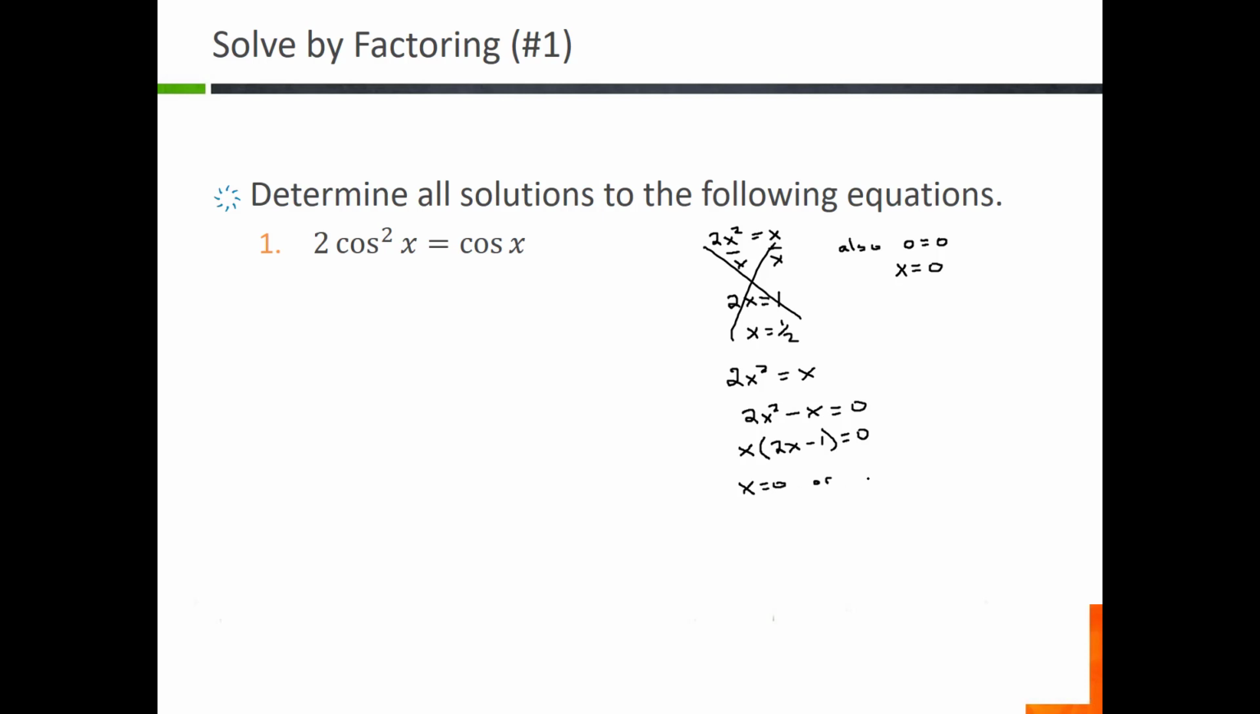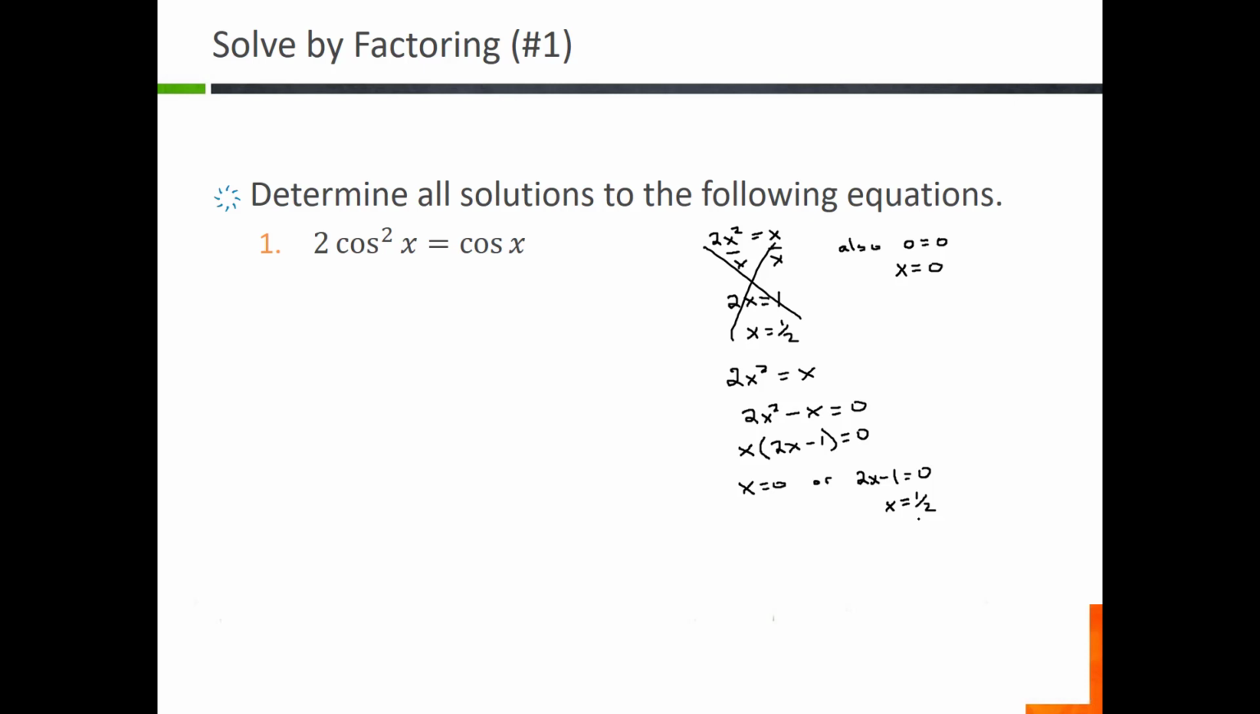So either x equals 0, or we have 2x minus 1 is equal to 0, which if we solve that for x, we will get the half. So by doing it using a factoring approach, we do end up getting both the half and the 0. So when we see equations like 2 cosine squared x is equal to cosine x, we don't want to think division, we want to think factor.